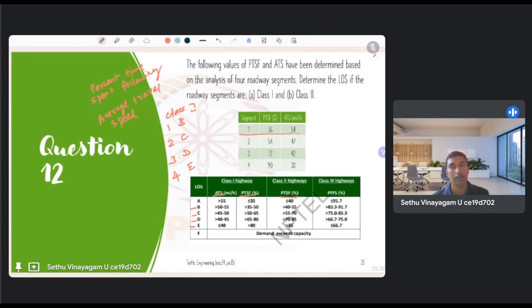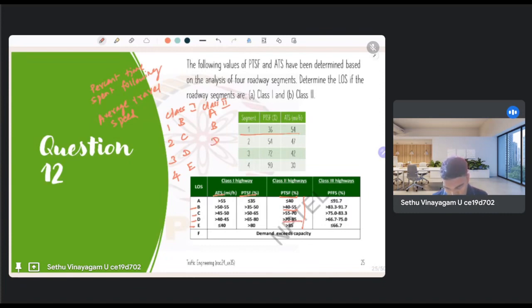So this is assuming that these segments are in a class 1 highway. If it is class 2, we should only look at the PTSF values and use these categories. Okay. So first PTSF is 36. So 36 is less than or equal to 40. So it is belonging to LOS A, segment 1. And segment 2 PTSF is 54. So 54 is between 40 and 55. So that is LOS B. Then we have 72 for segment 3. 72 is corresponding to LOS D.